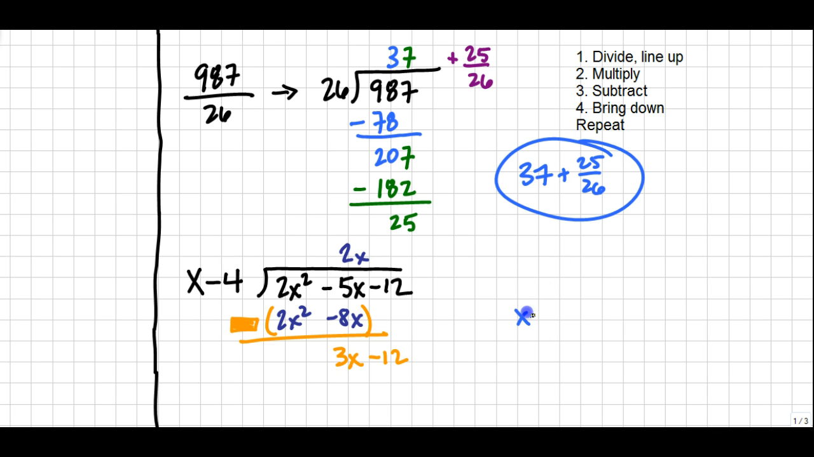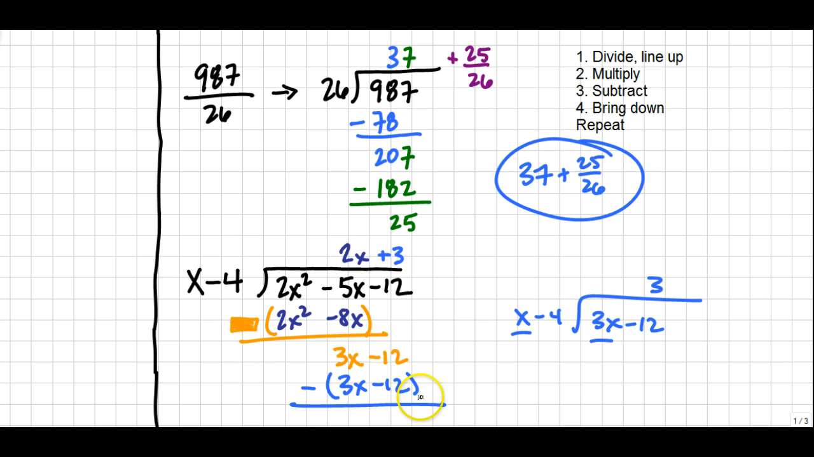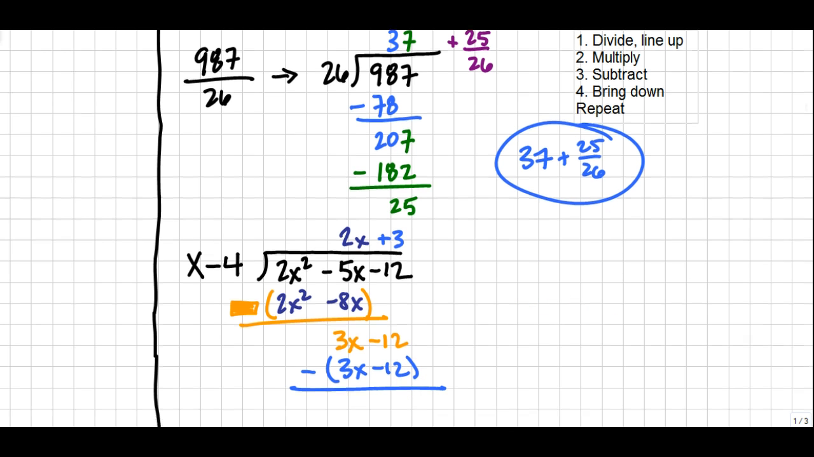So now it's almost like I'm starting all over again. I'm doing x minus 4, and I'm dividing it into 3x minus 12. I'm only going to worry about the first term in each. X times what is 3x? That's just a 3. Keep in mind that that's a positive 3, so I do need to put a plus there. Otherwise it's going to look naked. 3 times x is 3x. 3 times negative 4 is negative 12. Now when I subtract, I do indeed get a 0, which means I'm finished and that there's no remainder. So my final answer then is 2x plus 3.